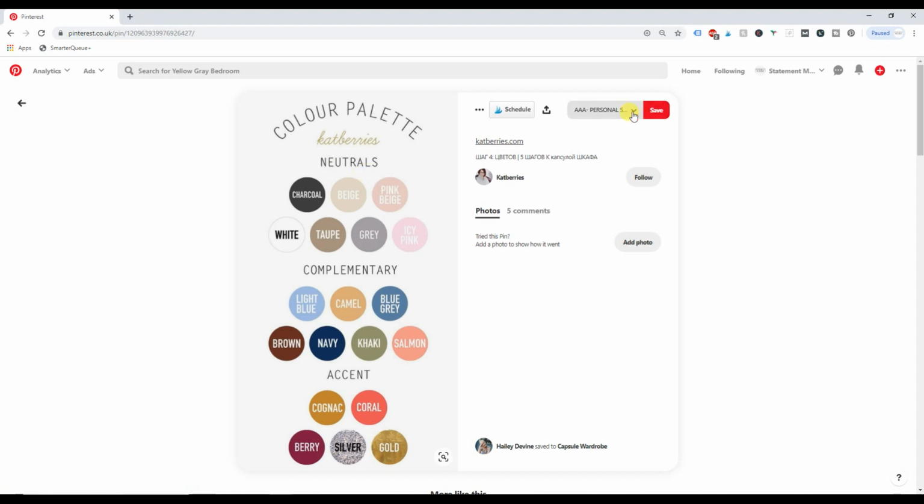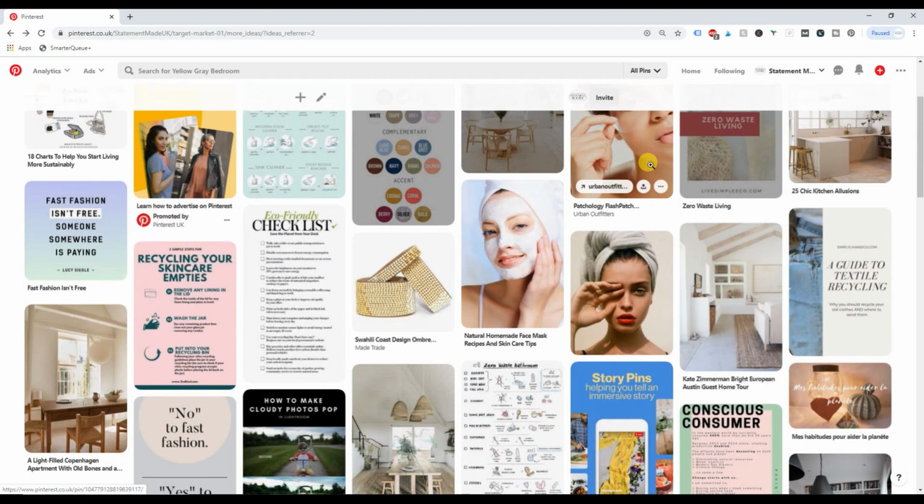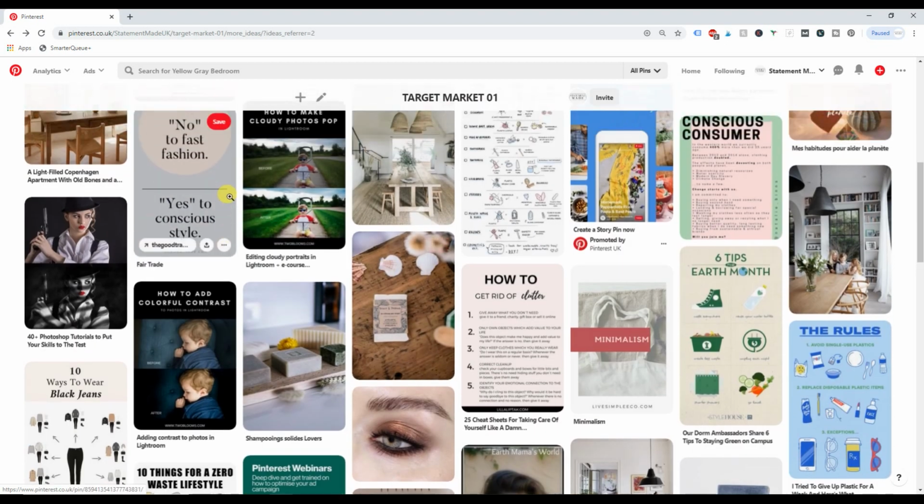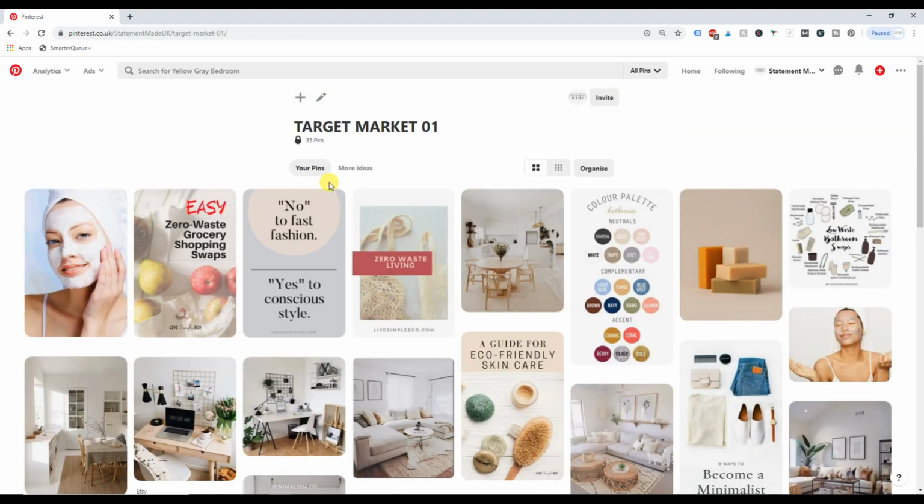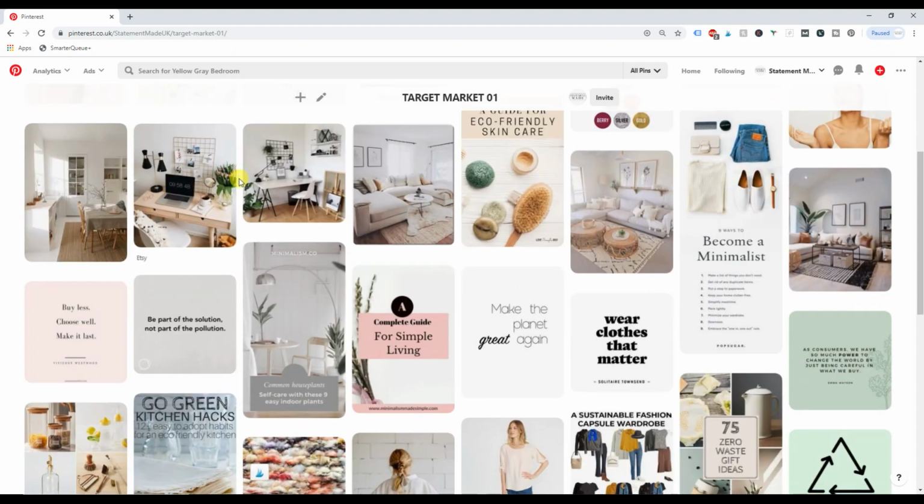So that's what I'm going to do. I'm going to save that, and I'm going to go back. And there's some more minimalist kitchen ideas, zero waste. I'm going to save that. And this is where I invite you to go a little bit nuts. Anything that would vibe with your target market is amazing. So here's how our board is looking right now. And I'm so happy with how it's turned out so far.